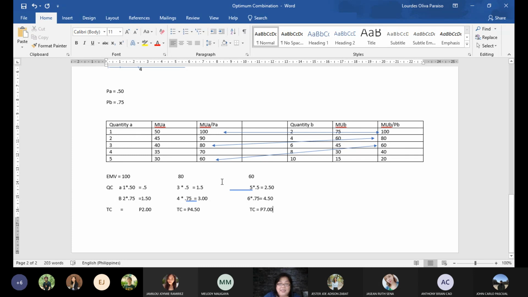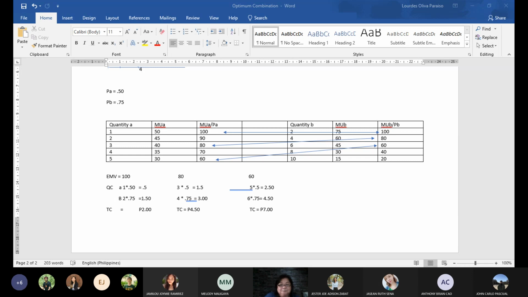Pag ang tinanong ko cost of A, dito kayo titingin. Tapos, siguraduhin nyo, ano bang under ng equimarginal value tinatanong ni ma'am? Dito ba sa 100, sa 80, or 60? Okay? What is the cost of good A or what is the cost of good B if you have a budget of 4 pesos and 50 centavos? What is the cost of good B if you have a budget of 4 pesos and 50 centavos?